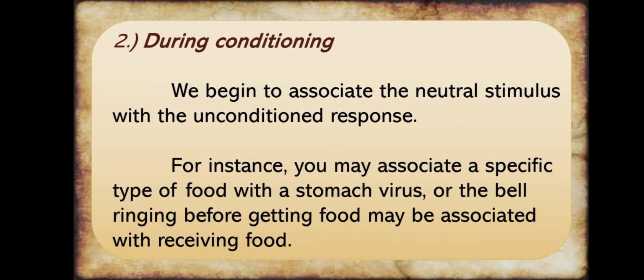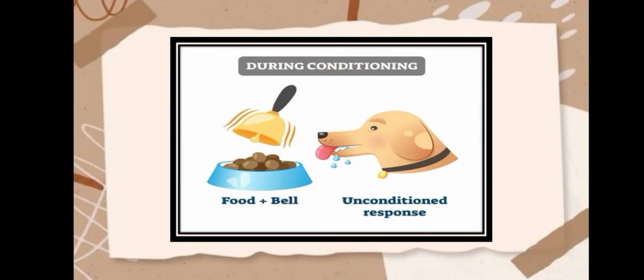During conditioning, we begin to associate the neutral stimulus with the unconditioned stimulus. For instance, you may associate a specific type of food with a stomach virus, or the bell ringing before getting food may be associated with receiving food. This is a sample image of during conditioning.